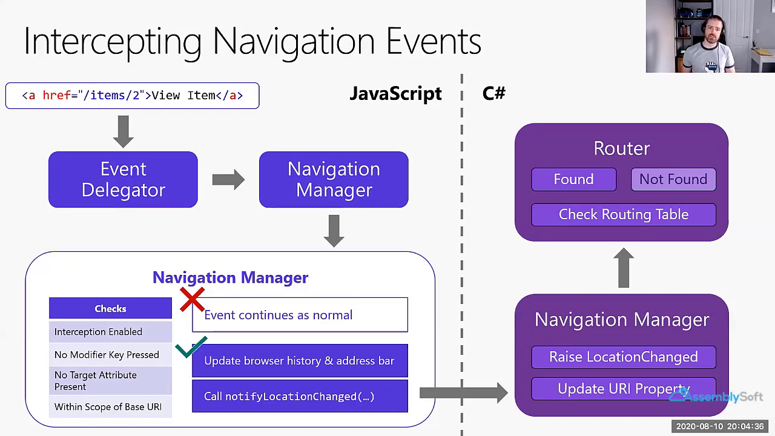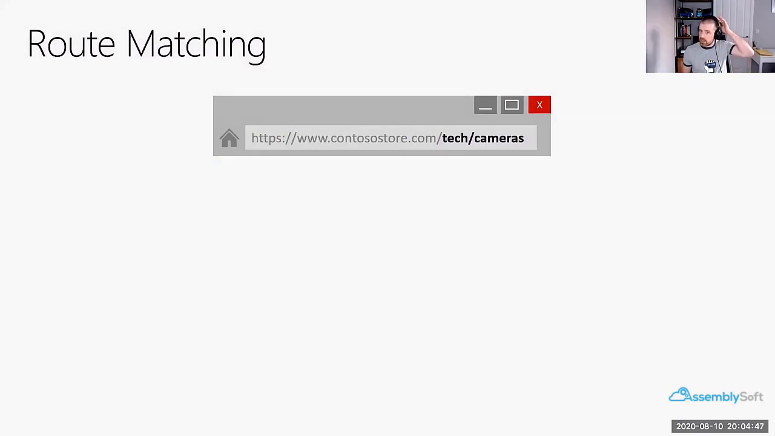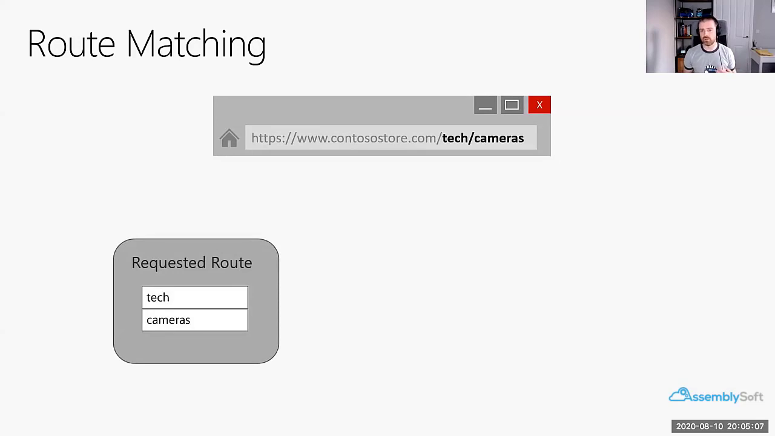Cool. So that's the journey of the actual event: the link click, navigation, interception stuff. So let's talk about actual route matching now and how that routing table works. Basically, when we navigate to a particular route in an app, quite a few things happen. So let's take this route, for example. We're carrying on with our Contoso store, and we're going to go to this route of tech/cameras. So what the router does is break this down. It takes that route and splits it on the slashes, and it breaks it down into what are called segments. So this particular route breaks down into two segments, tech and cameras.